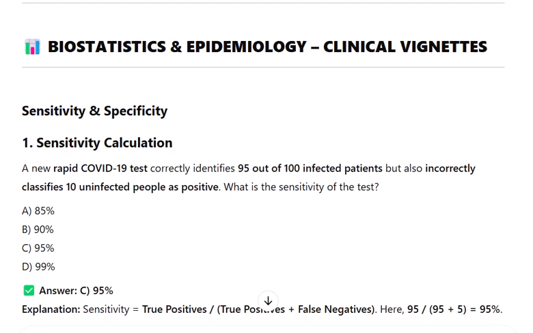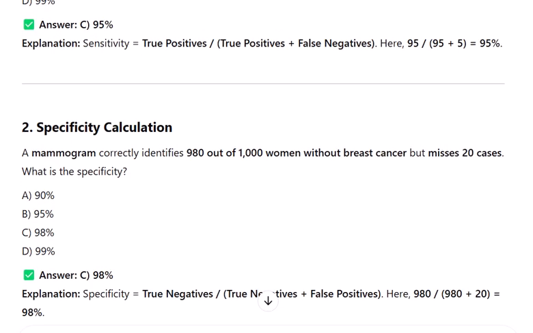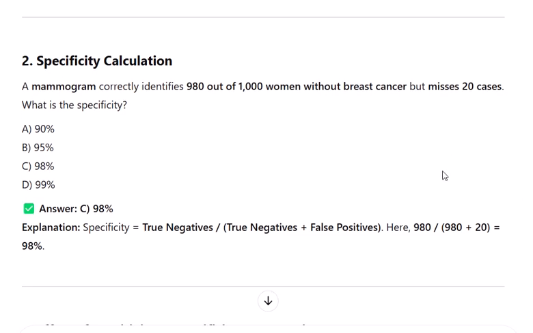Question 2, specificity calculation. A mammogram correctly identifies 980 out of 1,000 women without breast cancer, but misses 20 cases. What is the specificity? B, 95%, C, 98%, D, 99%. Answer C, 98%. Explanation: specificity equals true negatives over true negatives plus false positives. Here, 980 over 980 plus 20 equals 98%.